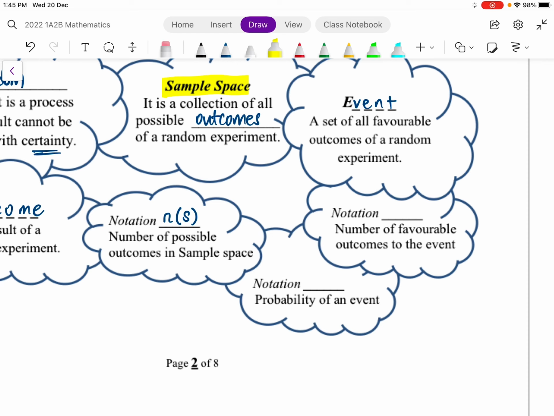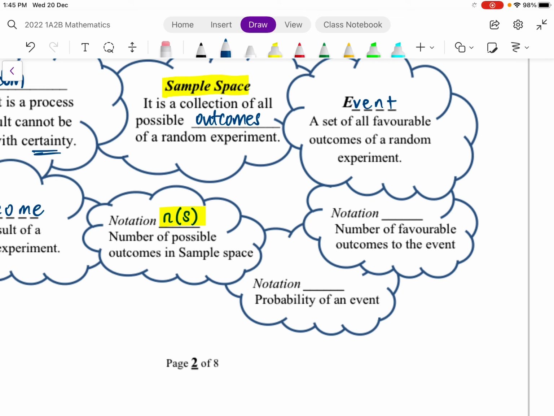Remember, earlier on, we talked about sample space. In the case of a coin, we have heads or tails, 2 outcomes. In this notation, it is asking us how many outcomes there are. In the case of tossing a coin, there are 2. In the case of tossing a regular die, the number of outcomes will be 6.